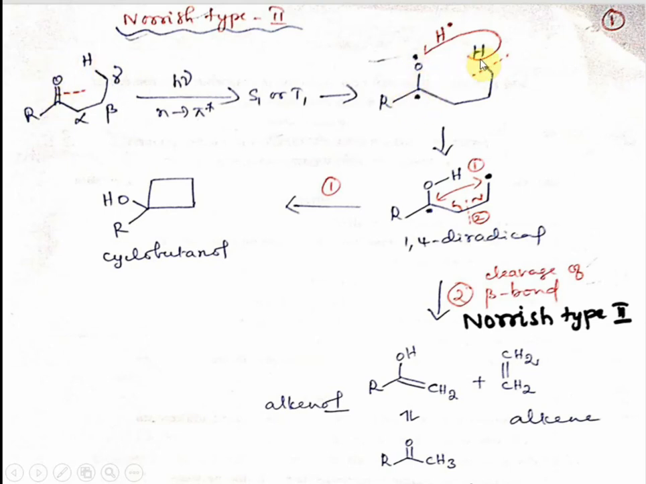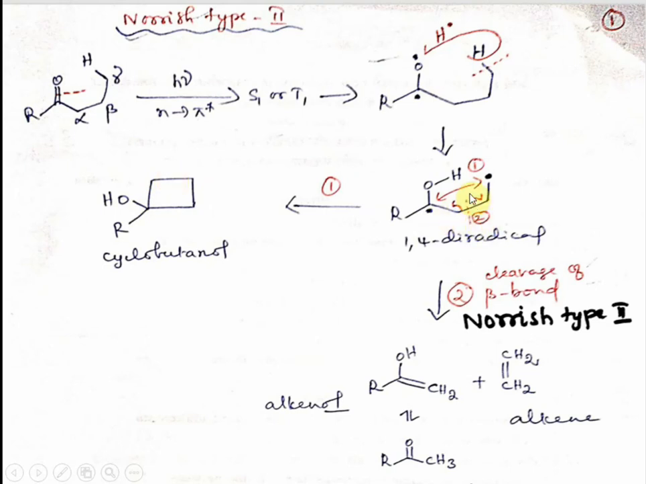Then there occurs a gamma hydrogen transfer. That is, this bond will cleave and there will be a radical on this carbon and H dot will be formed. This H dot gets transferred from this carbon to oxygen and there will be a formation of another biradical. Two pathways are there to form products. Pathway 1 means ring closure. These two electrons connect to form a bond and ring closure will occur.